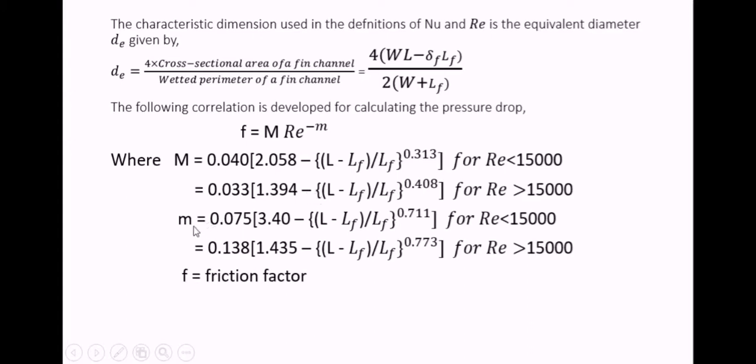Then the small m is equal to 0.075 into (3.40 minus (L minus LF) divided by LF) raised to 0.711 for Reynolds number less than 15,000. And for greater than 15,000, small m is equal to 0.138 into (1.435 minus (L minus LF) divided by LF) raised to 0.773. Here F is the friction factor.